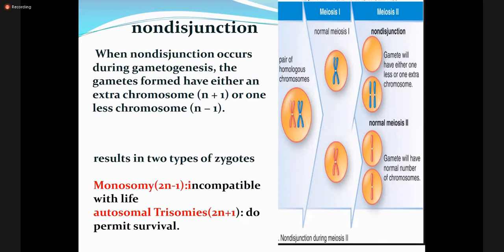Can the non-disjunction occur in meiosis 1 as well, as in both the homologous pair comes in one and none in the other? Yes, non-disjunction can occur in meiosis 1 as well, but mostly it occurs in meiosis 2 when sister chromatids are supposed to be separated. Okay, that is a different thing, when a pair of sister chromatids does not move at all, that can be anaphase lag. We are moving towards anaphase lag as well.